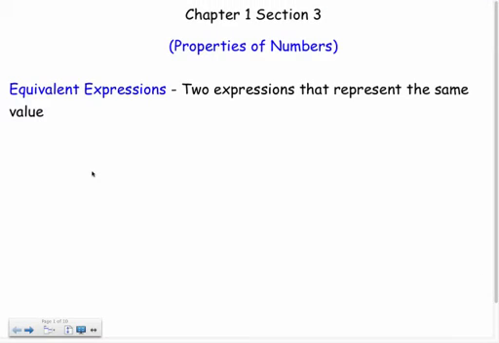Let's expand a little bit on our orders of operation. Okay, we're going to add some properties to why we're able to do some of the orders of operations that we do.